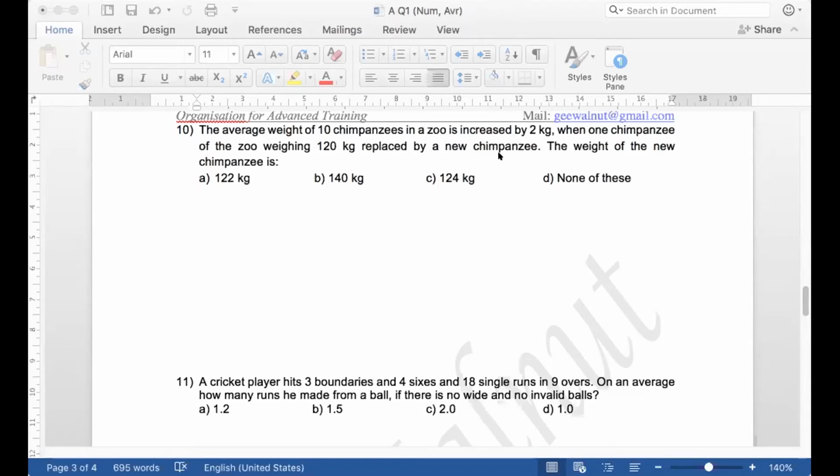So 3 boundaries. So 3 into 4, 12, plus 4 sixes, 4 into 6, plus 18 singles. So what is that total? 12 plus 24 plus 18. So 12 plus 18, that is 30. 30 plus 24, 54. 54 runs in how many balls? 9 overs. In an over, 6 balls. So 9 into 6, 54, right? So 54 runs and 54 balls.